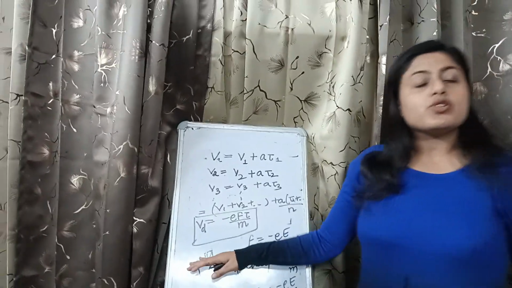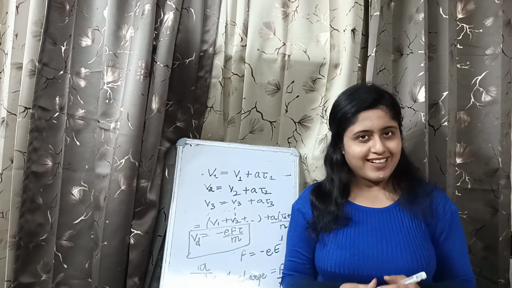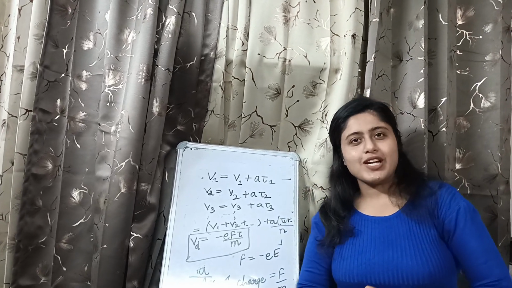Alright students, so this is the velocity with which the electrons will move when they are knocked out of the conductor.